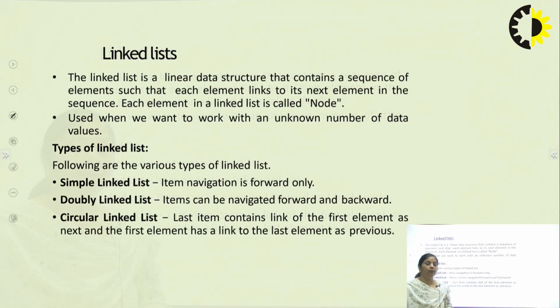Linked list. What is a linked list? In linked list, we store data in linear relationship form. So it is a linear data structure that contains a sequence of elements such that each element links to its next element in the sequence. So we are having a sequence, we are having the storage of element in sequence.